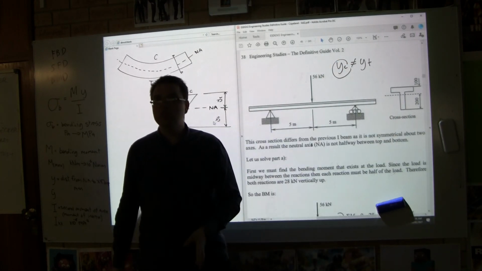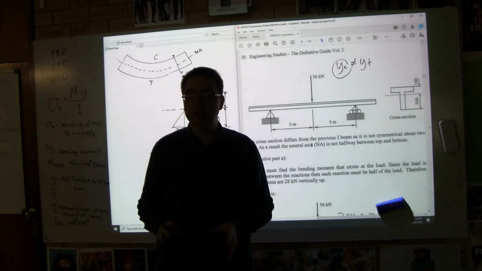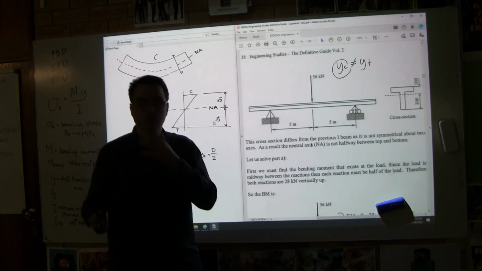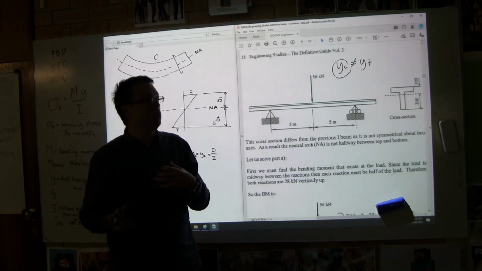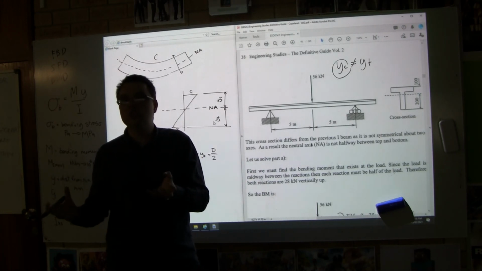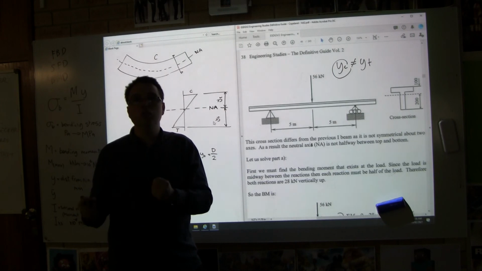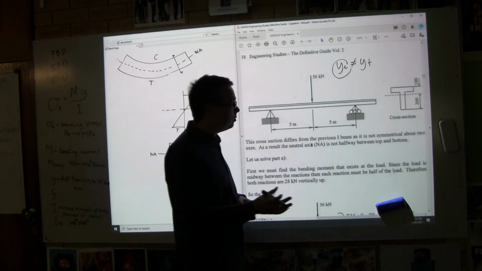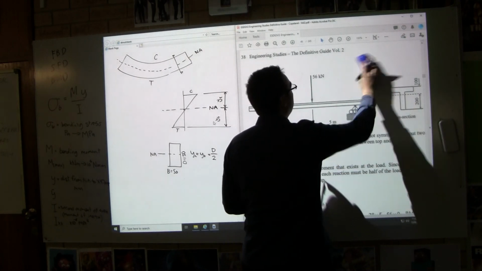I do not like this question. I don't think it makes a lot of sense for an engineer. If they had said find YT, I don't think it would have been testing students too much. But I guess they wanted to see if students understood that bending includes both tension and compression. That's probably what they wanted to see. Okay. Our question doesn't ask that.